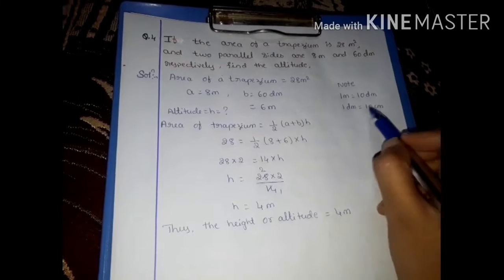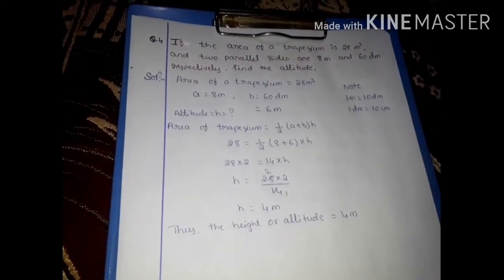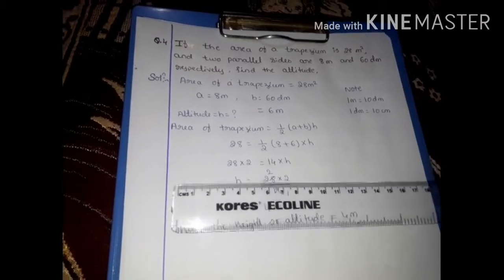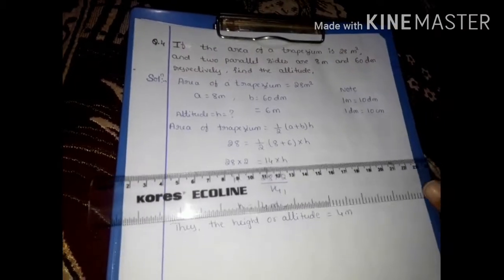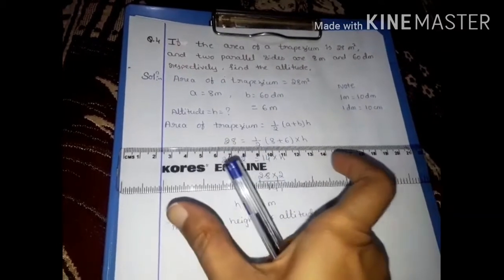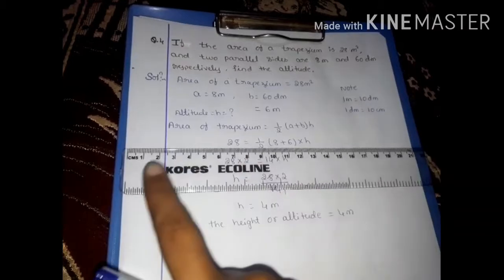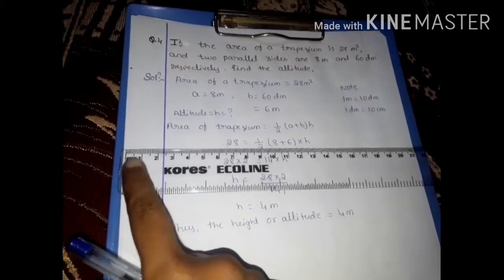1 decimeter has 10 centimeters. In your geometry box, you all have a ruler, nothing but a scale. This is the centimeter scale, children. In the small scale you only have up to 15 numbers. This is the big scale. In this, 10.